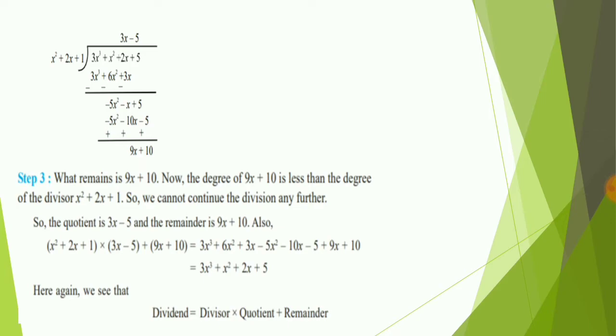To check our division, we will multiply the divisor with the quotient and add the remainder to it, and then we'll see what we get. So x square plus 2x plus 1 multiplied by 3x minus 5. You add 9x plus 10 to it and your final answer comes out to be 3x cube plus x square plus 2x plus 5, which is equal to the dividend. Thus we get dividend is equal to divisor into quotient plus the remainder.